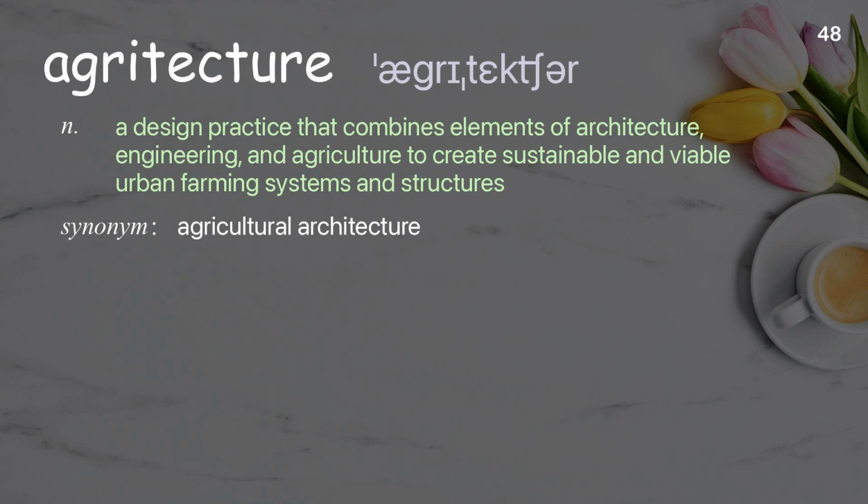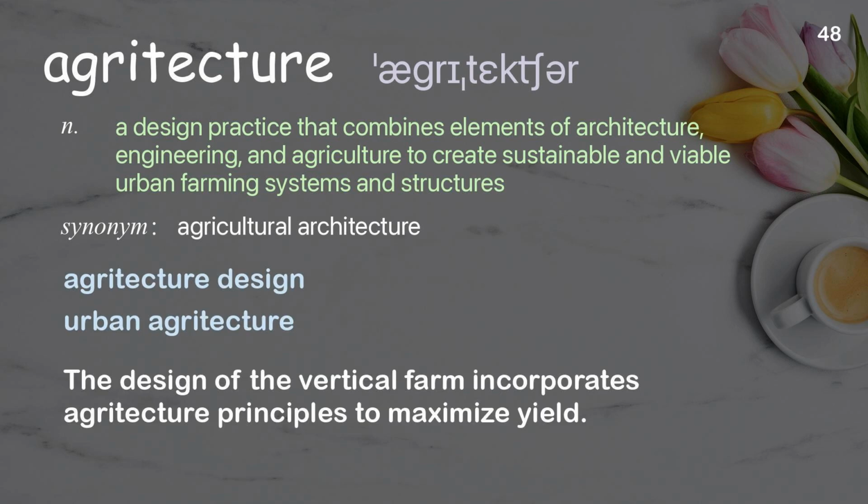Agriculture. A design practice that combines elements of architecture, engineering, and agriculture to create sustainable and viable urban farming systems and structures. Examples. Agriculture design. Urban agriculture. The design of the vertical farm incorporates agriculture principles to maximize yield.